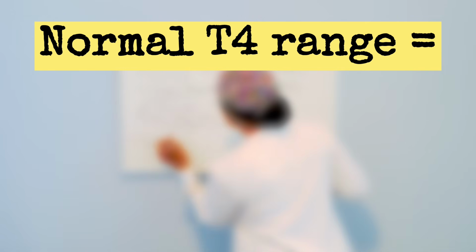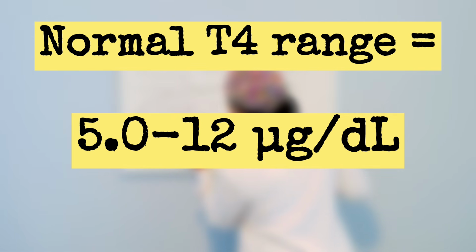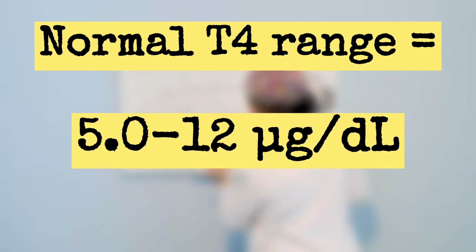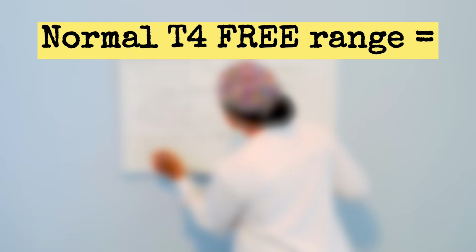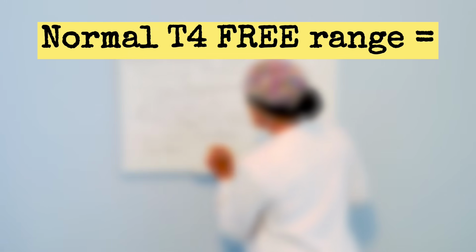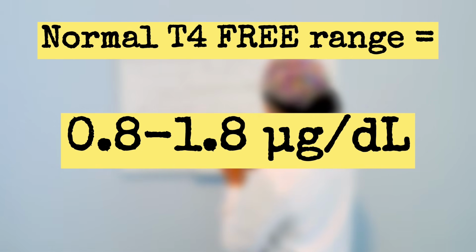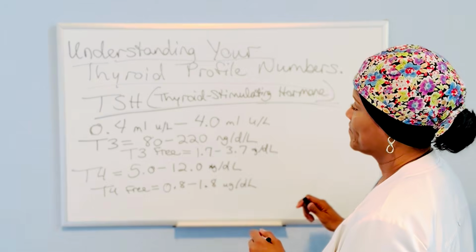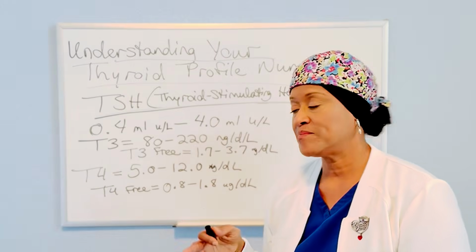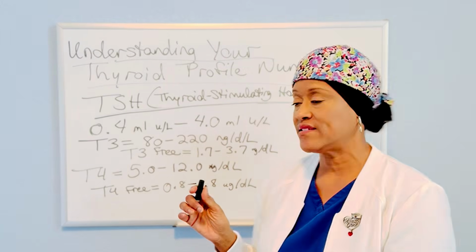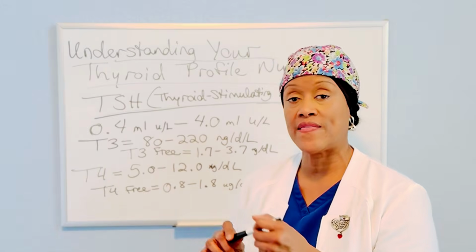T4 normal range is from 5 to 12. And the free T4 is 0.8 to 1.8 units per deciliter. Okay? These are all the ranges here. You can take a screenshot of it, but if you look at your lab values, they will normally have these ranges on there.